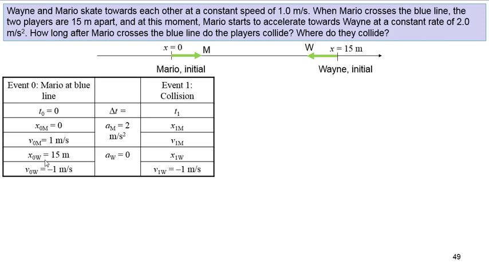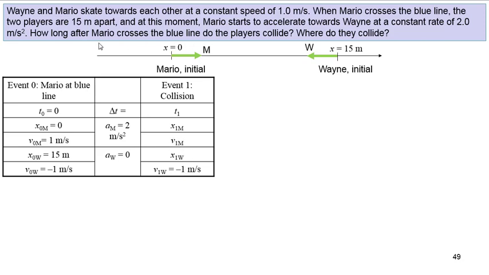For Wayne, he starts at a position of x equals 15 meters and he has a velocity that is negative. It's negative because it's going to the left, and I had to put that negative in there. Sorry, he's going to have a 0 acceleration, which means his velocity over here is the same. I don't know what Mario's velocity over here is.